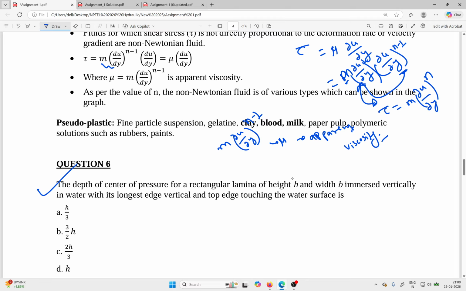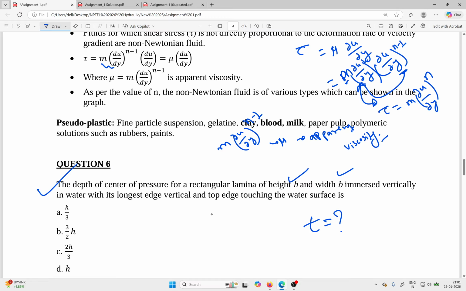So here you can see you have one rectangular lamina with height h, width b, but nothing is given about the thickness value. The thickness of this rectangular thing is very small compared to its height and width. That's why you can consider the thickness to be very small, so you can consider the rectangular thing a lamina.